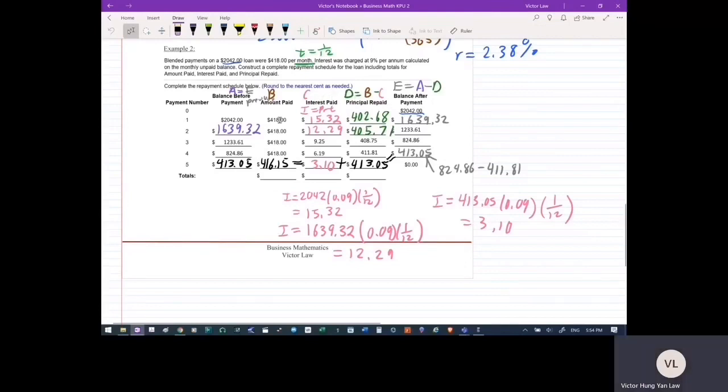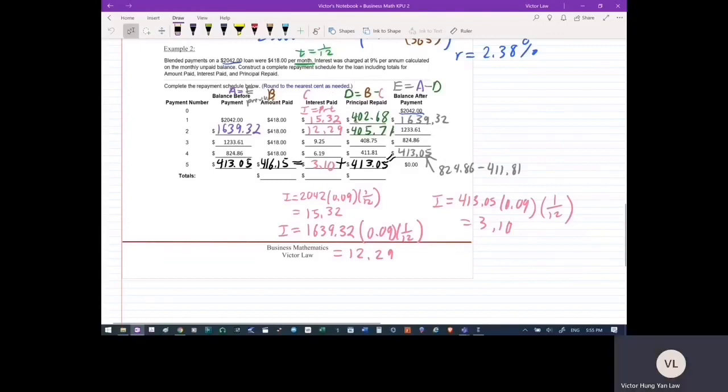So you made a $418 payment, and from that $418 payment, $15 went into interest. That means the rest went into paying down your principal. So $15 went into paying interest, which means $402.68 went into paying off your principal. And that's the principal we paid. So that's why column B minus column C gives you the principal we paid.